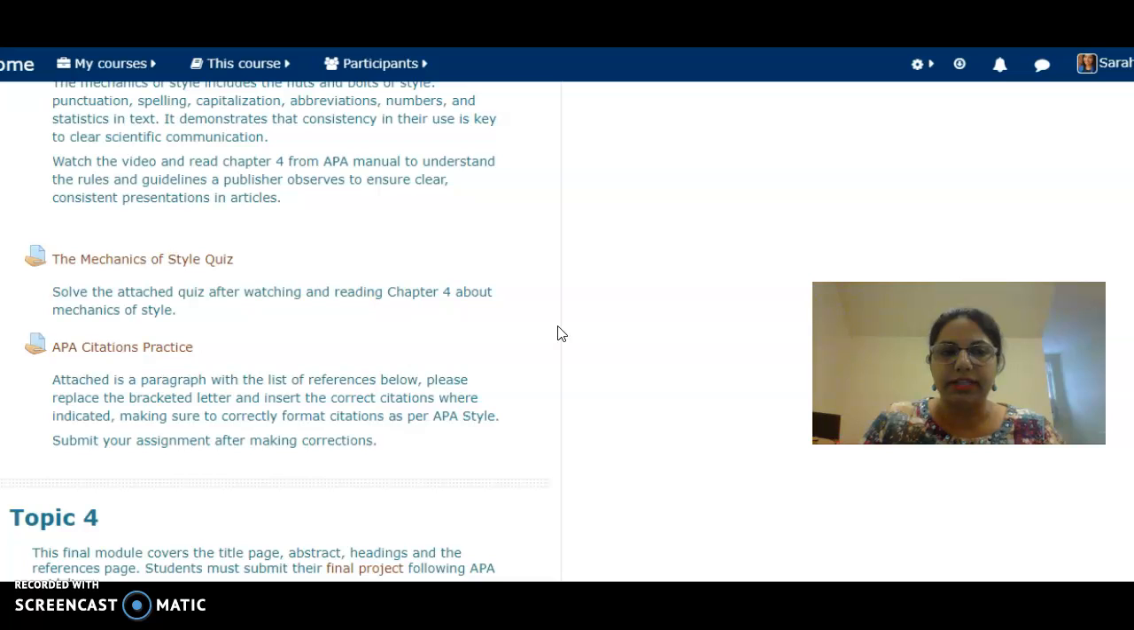on the Moodle. And the second thing is that for your APA citations practice, I have attached a paragraph with a list of references below. All you need to do is replace the bracketed letters and insert the correct citations where indicated. The citations are given down at the bottom of the paper, making sure to correctly format citations as per APA style. And then after that, you need to submit your assignment after making the corrections.